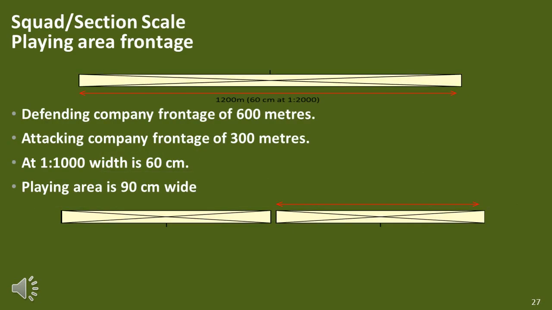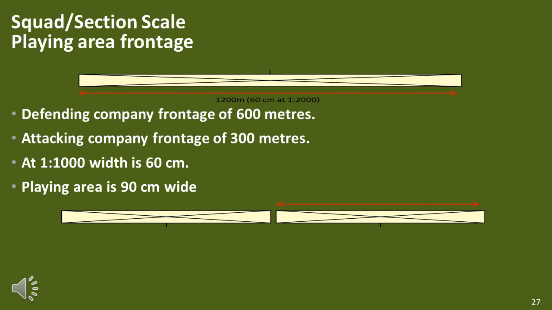Based on our current analysis, and hopefully I haven't confused everyone, the following scales would apply to a squad scale set of rules. That is, every element represents an individual figure, or possibly a platoon or squad. At squad scale, the company would defend at least 600 metres, and two companies would be able to attack across a frontage of at least 600 metres. If we pick a scale of 1 in 1,000, the playing area width is 60 centimetres. To cater for terrain, the playing area should be at least 90 centimetres wide.